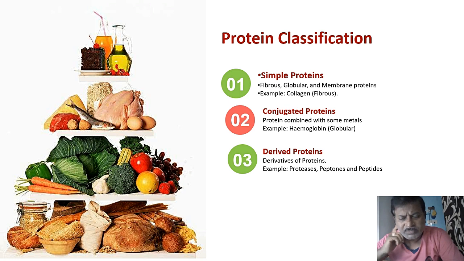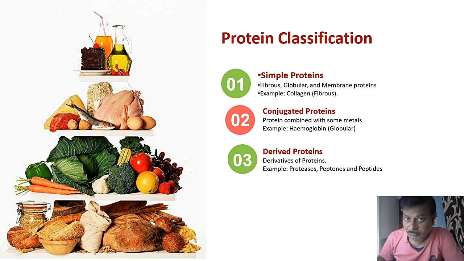The third one is derived proteins. These are all the proteins which are derived from the other two types, the simple and conjugated. So they are derivatives of proteins. For example, proteases, small proteins. After destroying the other proteins, you will get small protein fragments, small peptides, called proteases. Peptones, peptides: when you break the amino acid sequence, you will get peptones and peptides. They are all derived from the major proteins, so they are called derived proteins. So we can classify the proteins into simple proteins, conjugated proteins and derived proteins.